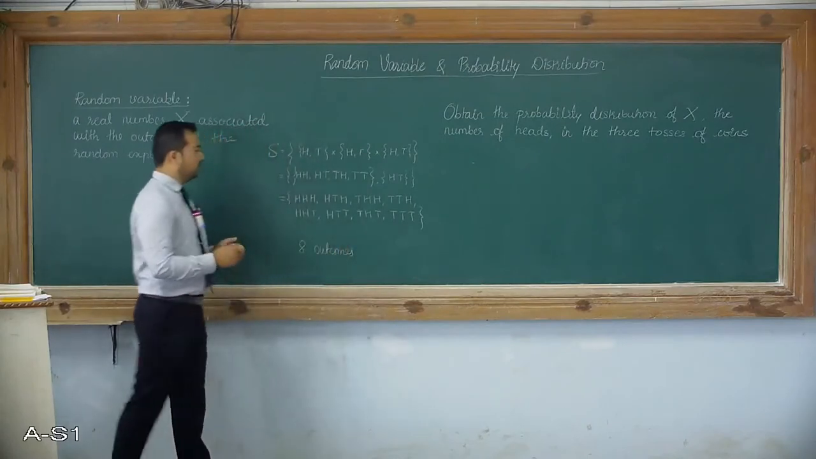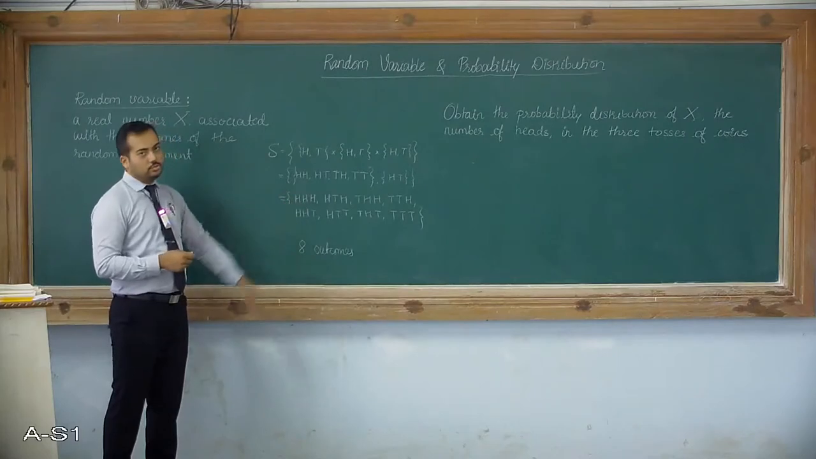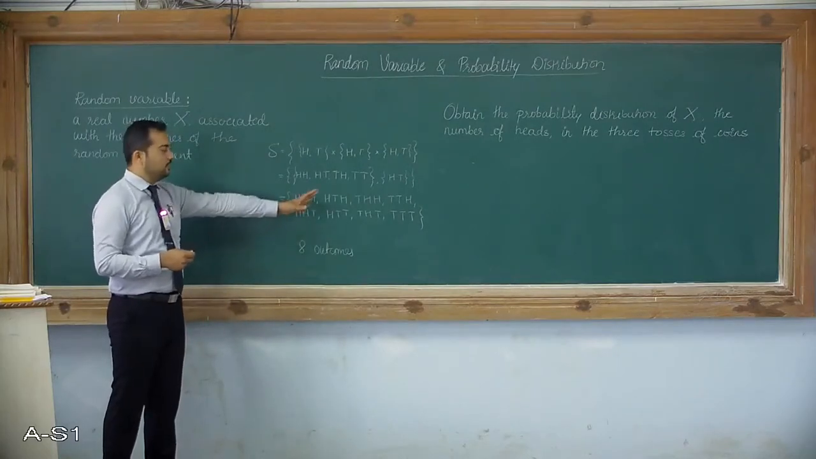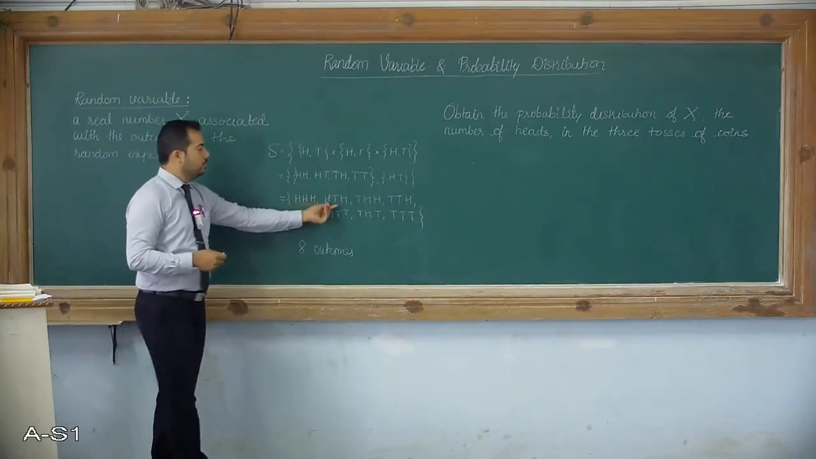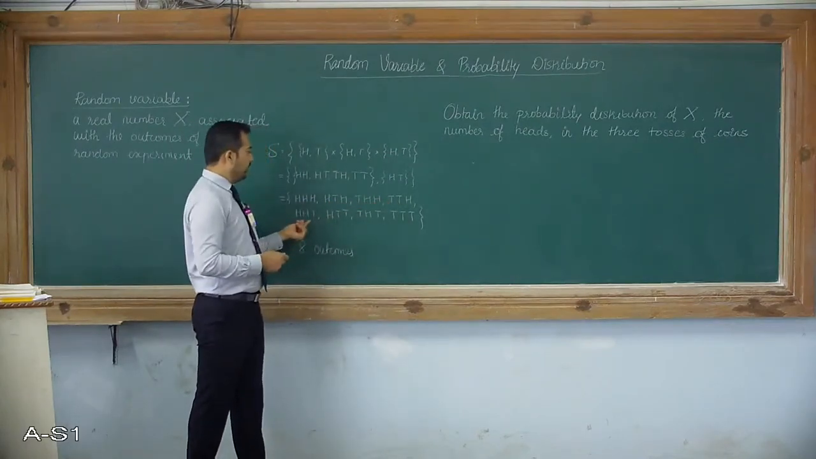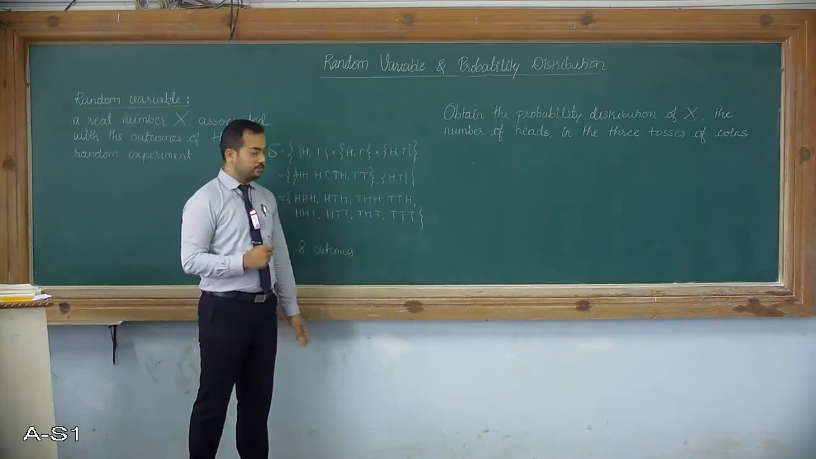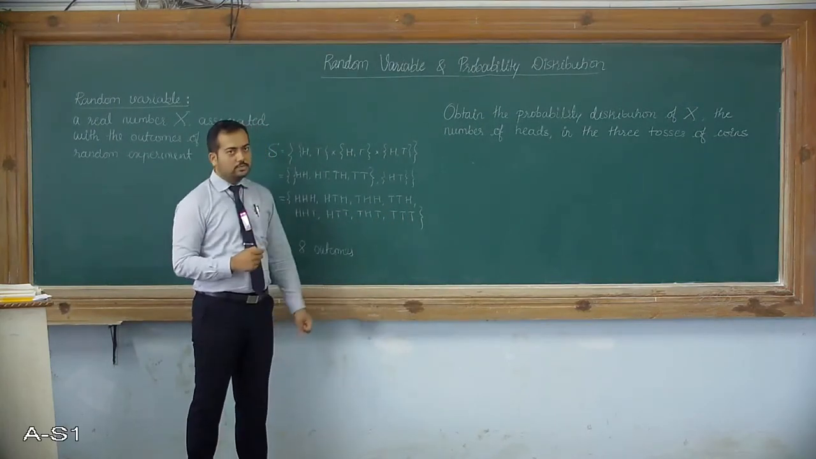So the total outcomes for toss of 3 coins are 8. And these all are those outcomes: all heads, 2 heads then 1 tail, 2 heads again, then 2 tails, 2 heads again, 2 tails, and then the last one is with all of them tails. So these are the possible outcomes we have.